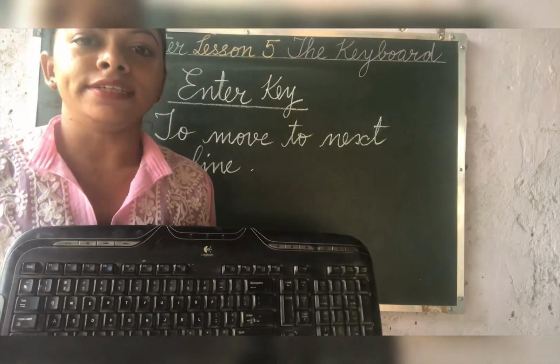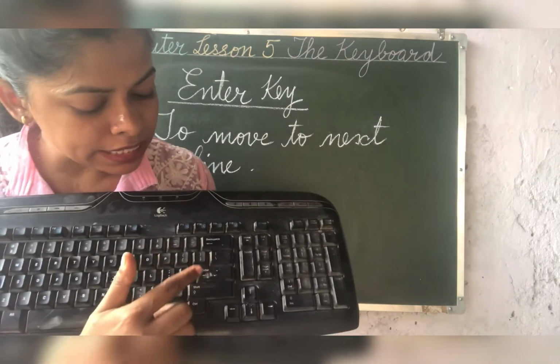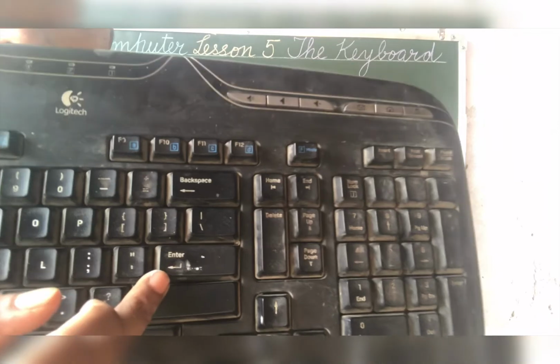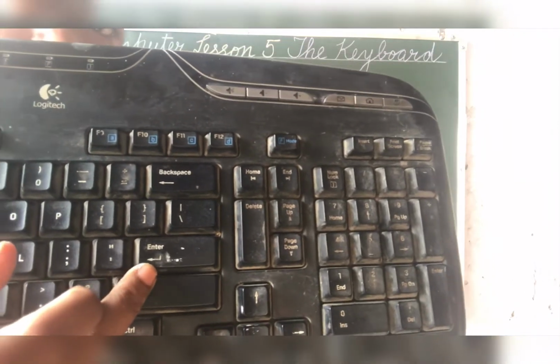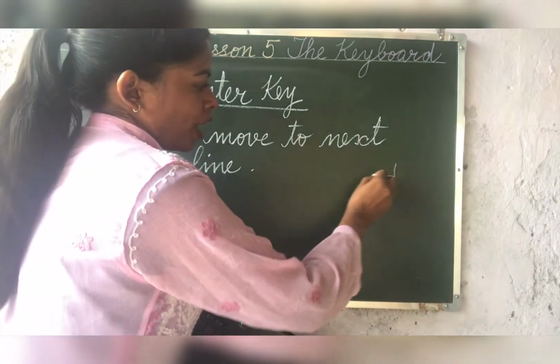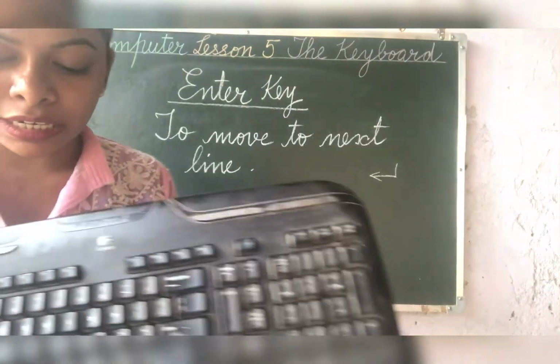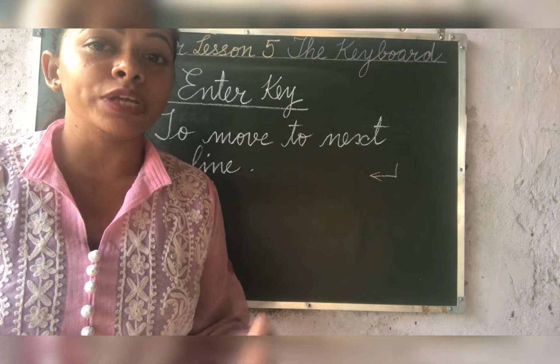Next key is the enter key. Children, here is the enter key, and see the sign of the enter key. This is the arrow of the enter key. It is like this. So you have to remember this. This is the enter key. Now children, why do we use the enter key? We use the enter key to move to the next line.